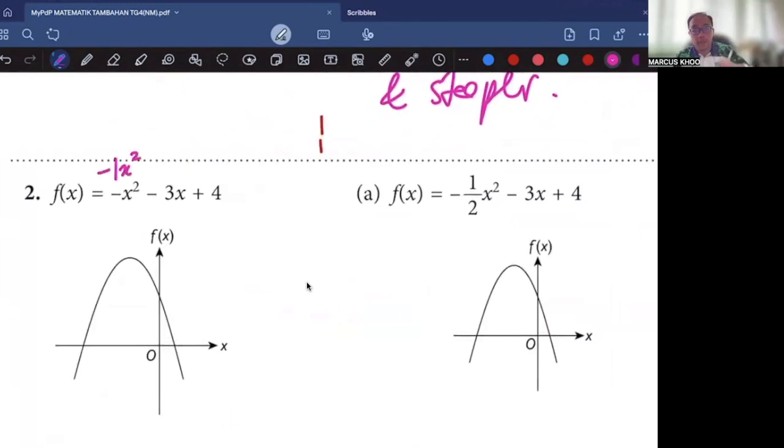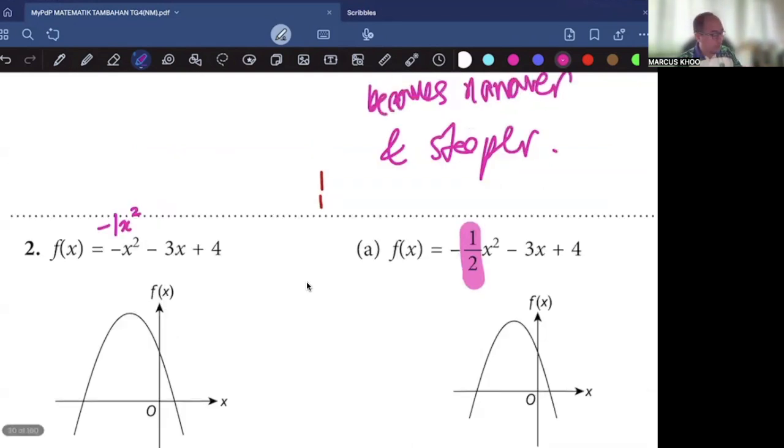Okay, so we have question A over here. This is the original graph: negative x squared minus 3x plus 4. What's happening over here? If you compare the left and the right side, the only thing that changes is this one. Negative 1 becomes negative half.